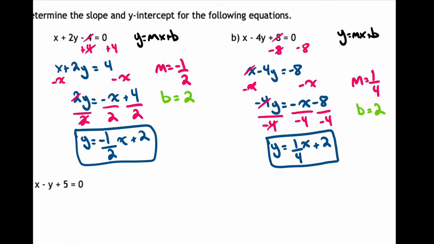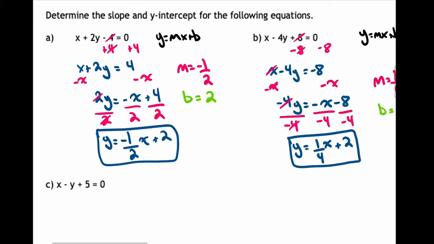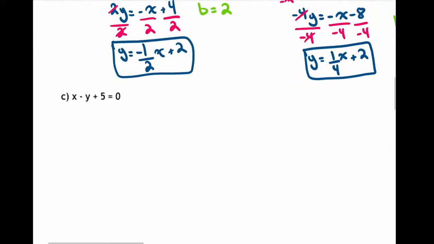So you can see it's kind of following this general pattern. We move the constant, or just the number over, then we move the x value, and then we divide by whatever value's in front of the y. Same thing again for C. Just another example. Follow the same patterns to get into y equals mx plus b form.